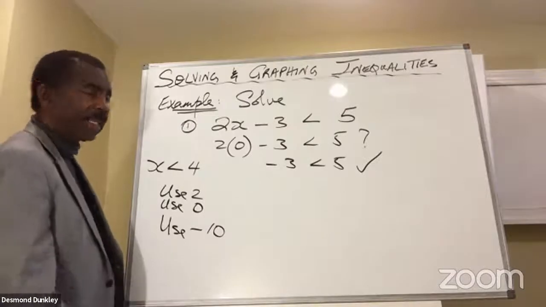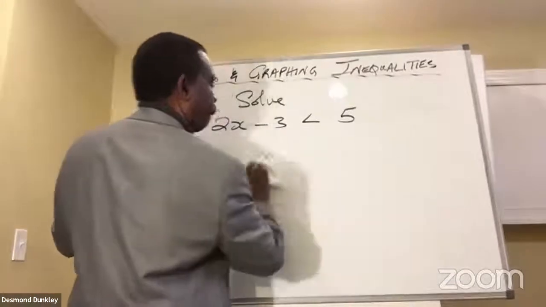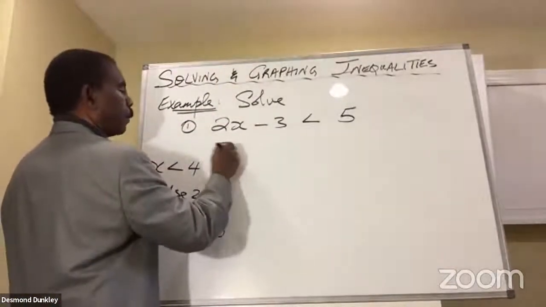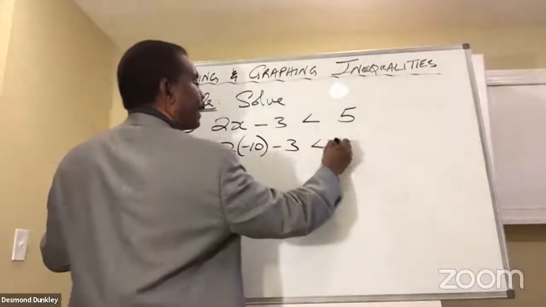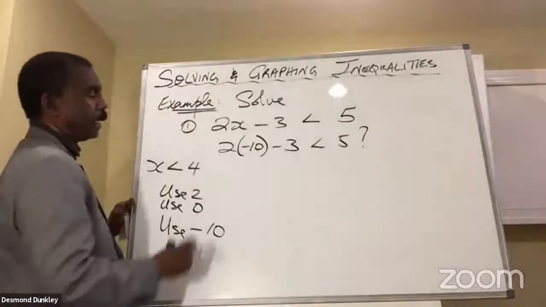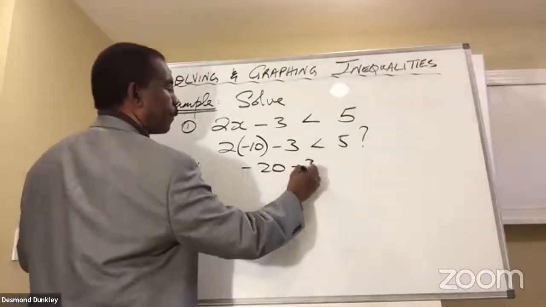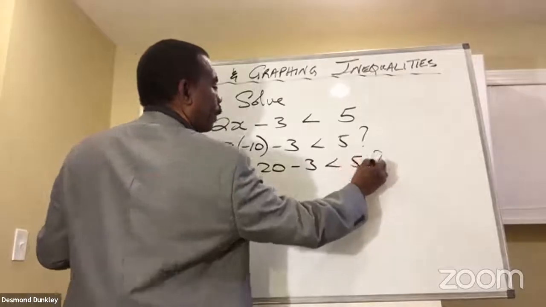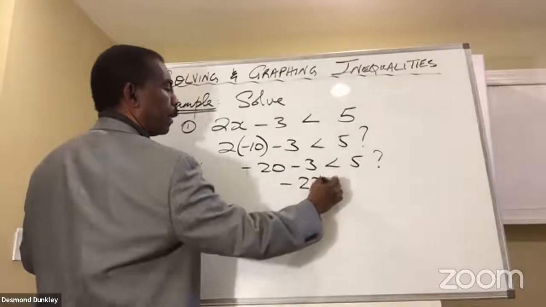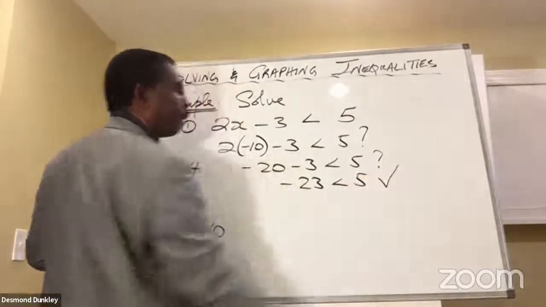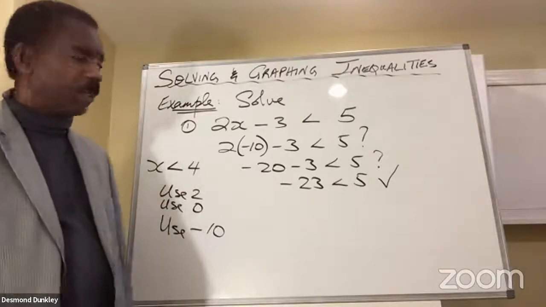Let's take a negative number. Let's try 2 times negative 10 minus 3. Is that less than 5? Well, let's see. 2 times negative 10 is negative 20. Minus 3. Is that less than 5? Negative 20 minus 3 is negative 23. And that, of course, is to the left of 5. It is below 5. So, yes, it works.